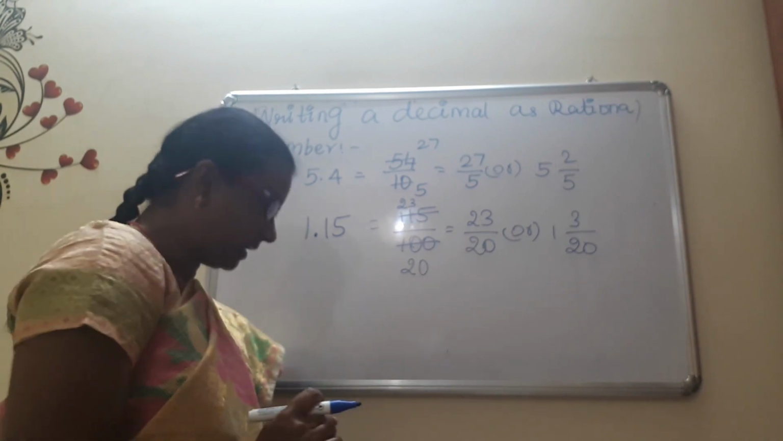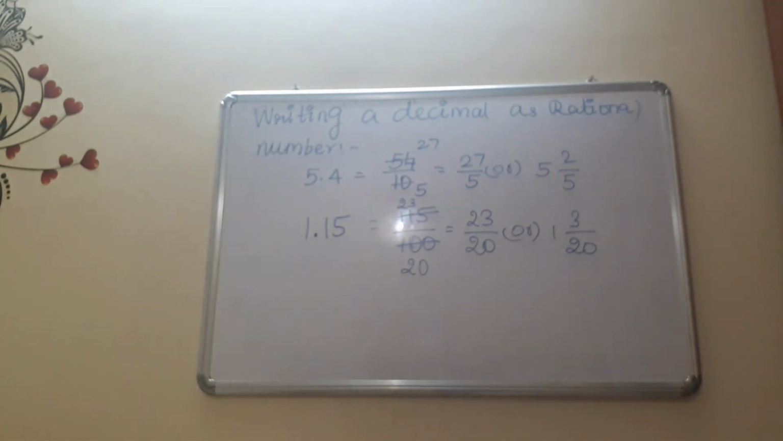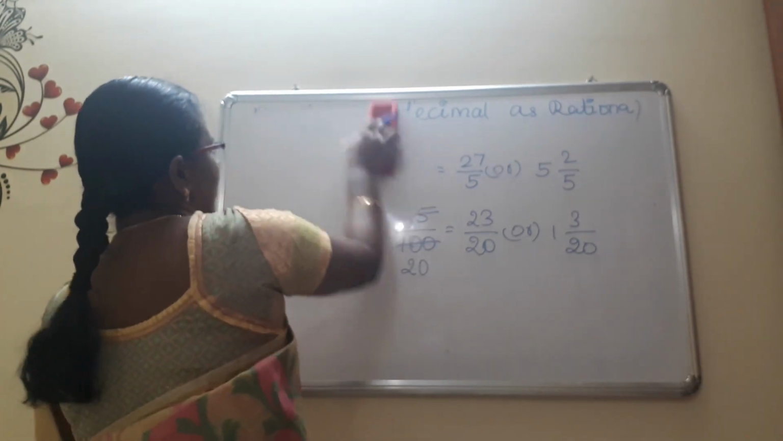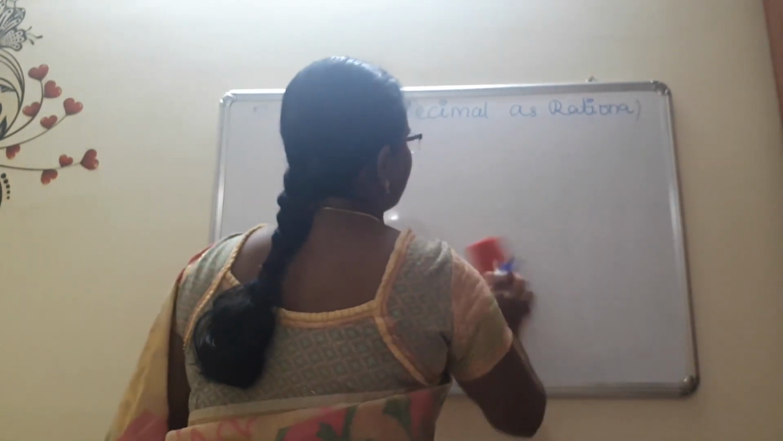Okay. So the next one is comparison of rational numbers.